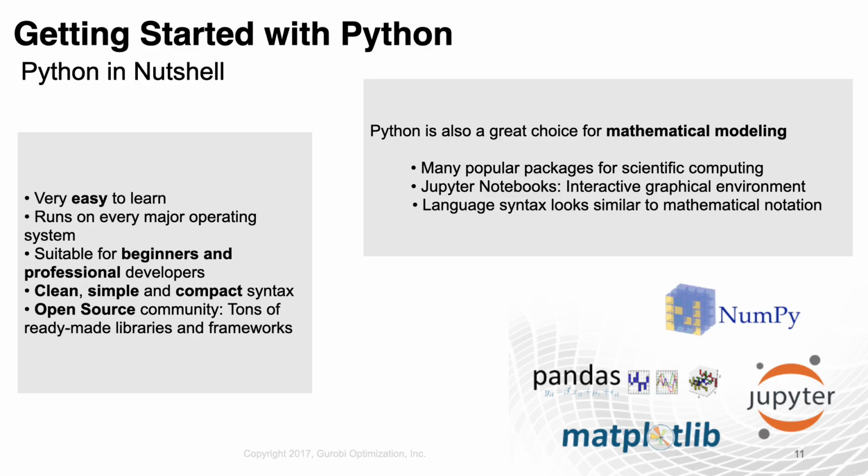What makes Python a great choice for mathematical modeling is its massive open-source community. There are tons of ready-made libraries for scientific computing, and the language syntax itself looks very similar to standard mathematical notation. We will also be utilizing Jupyter Notebooks, which provide an interactive graphical environment that lets us see our code, our notes, and our results all in one place.